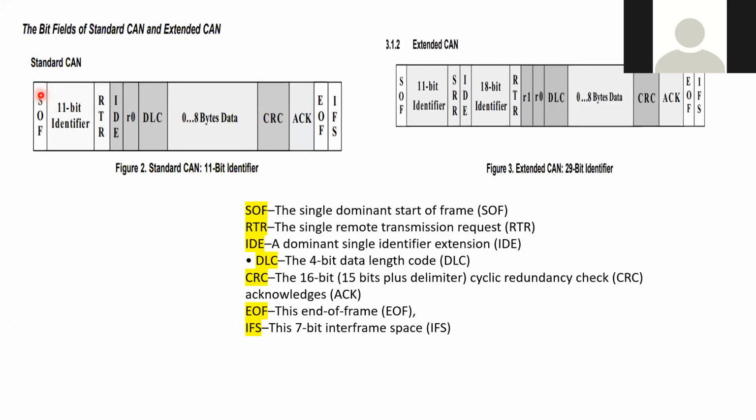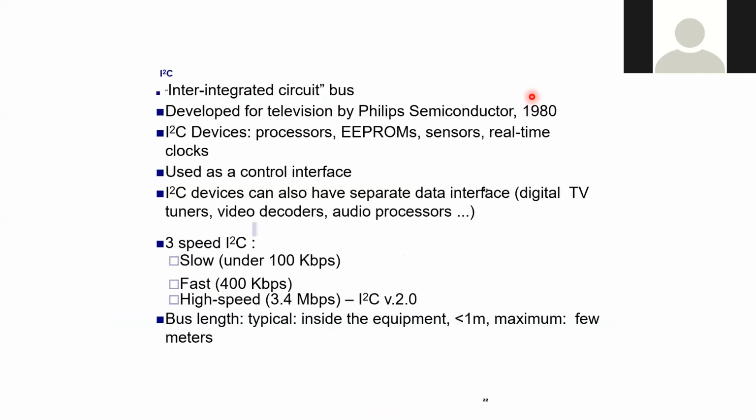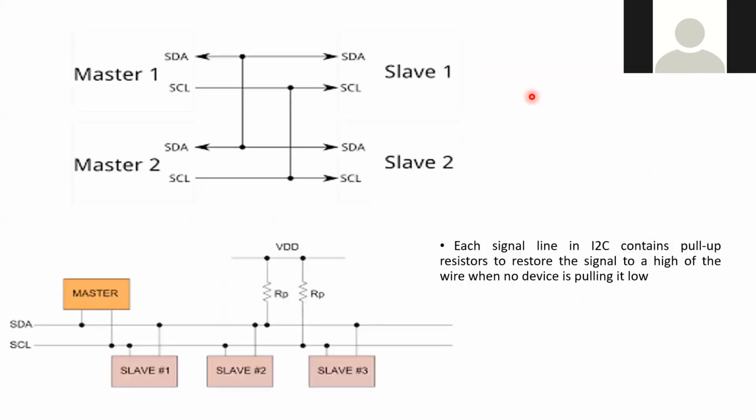Okay. So start of frame, end of frame, acknowledgement, cyclic redundancy check. I told you 64 bits will be transferred here, and the data length code, then RTR, which is nothing but remote transmission request, and identifier extension. This is 11 bit and this is 29 bit. Okay, so this is for the CAN protocol, but the I2C protocol is separate.